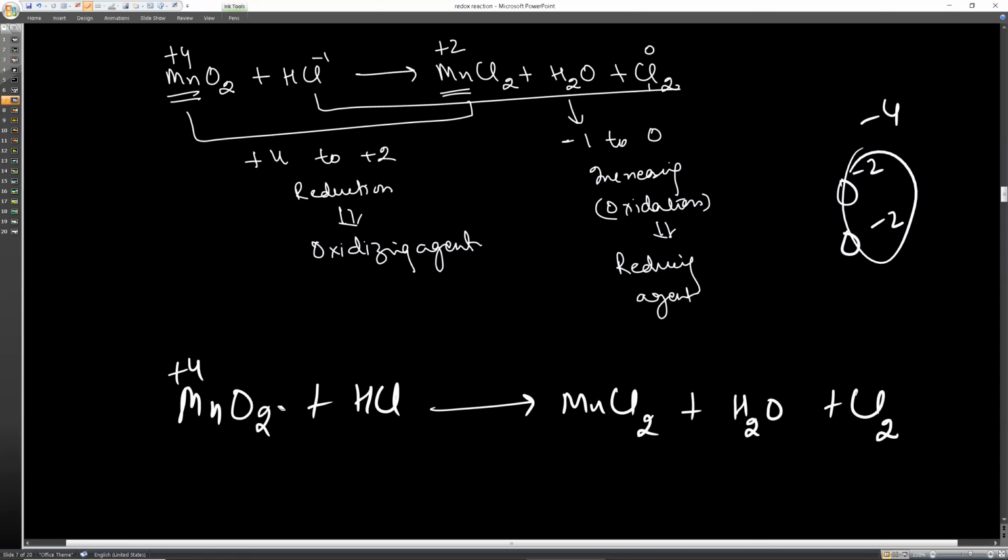What is the oxidation state of Mn in MnCl2? +2, because chlorine has -1. One chlorine atom has -1, so the 2 chlorine atoms will have -2. So they are acquiring -2, so Mn will have +2 charge so that it can balance it. Here chlorine is written alone. What is the oxidation state of chlorine?